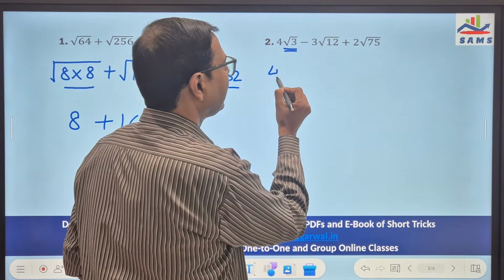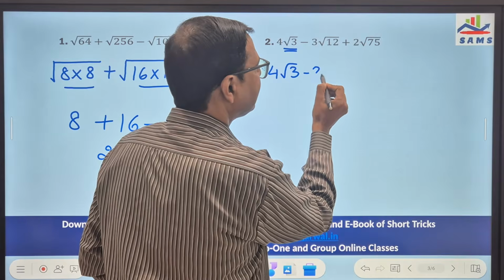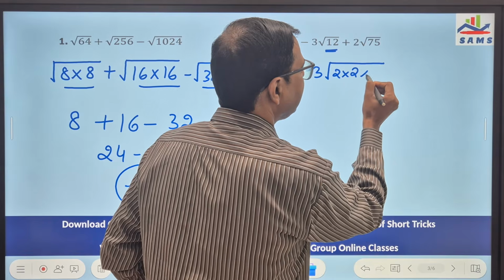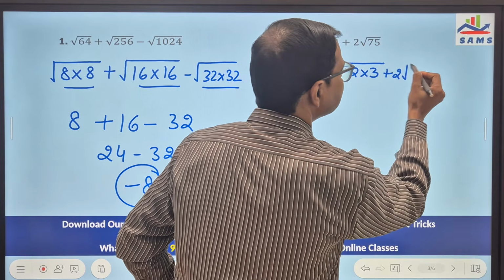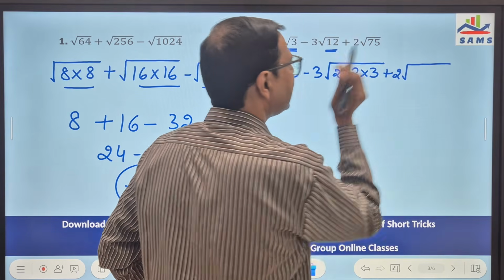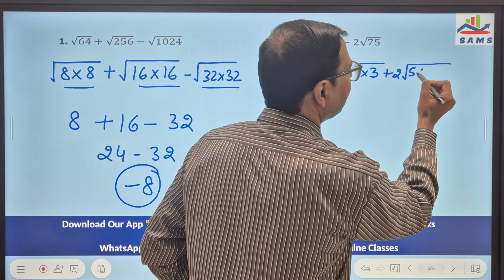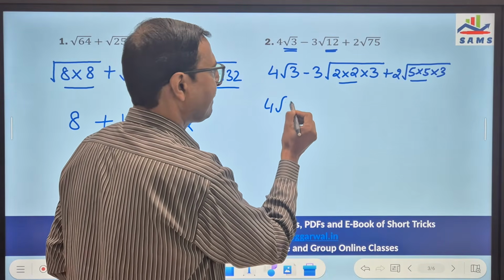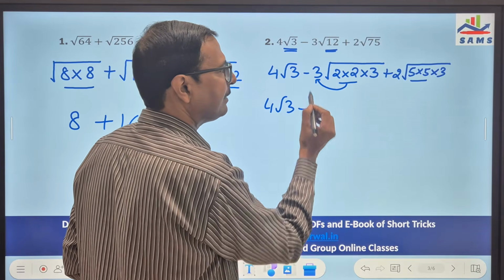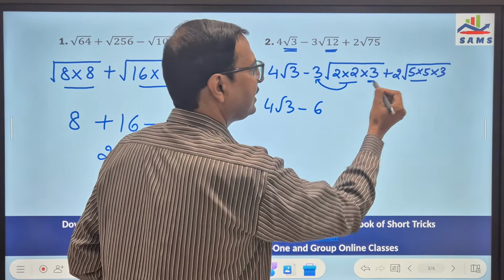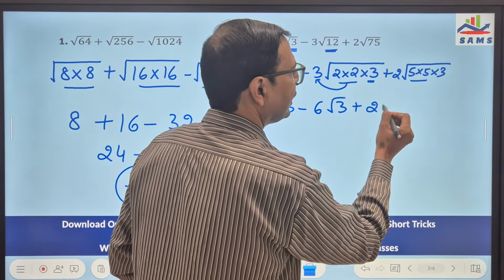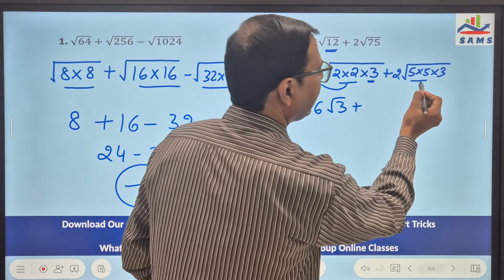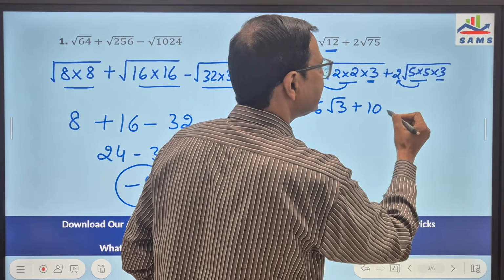So 4 root 3 remains as such, but this 3 and the 12 here, I can actually factorize it as 2 times 3, and then 2 root 75 as this is 25 into 3, right? So 5 into 5 into 3. Now I can see some pairs. So 4 root 3 minus the 2 comes out and gets multiplied by 3. 3 2s are 6. And the 3 remains inside, plus this is 2, so I don't want to write 2. I will directly write 5 into 2, 10, and then the 3 remains inside.